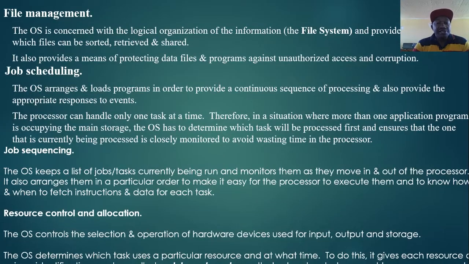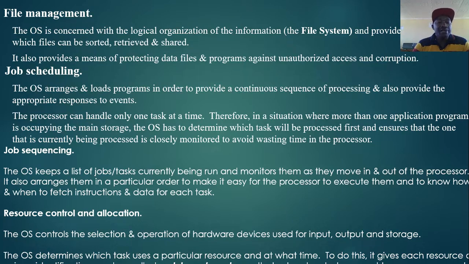Then we have file management. The OS is concerned with the logical organization of the information, that is the file system. It is responsible for sorting of retrieved data or shared data. It also means protecting data files and programs against unauthorized access and corruption. When we talk about file management, the operating system lets you assign a password or compress a file so that the file either saves on space or is saved from unauthorized access or corruption.